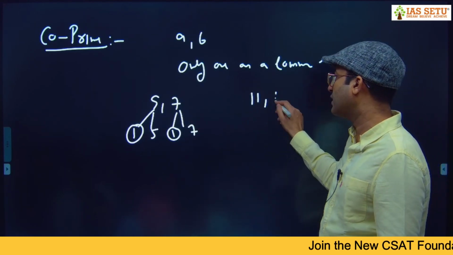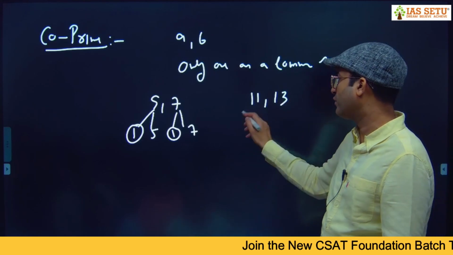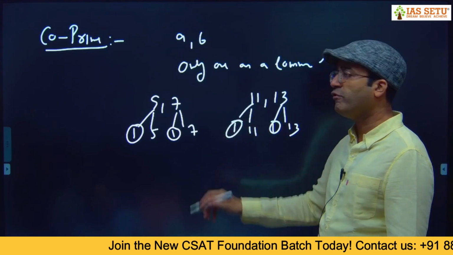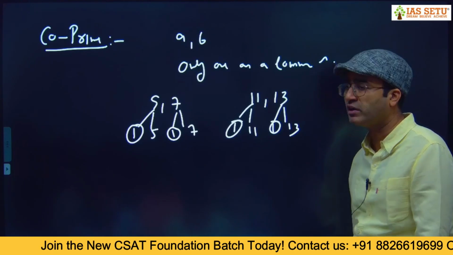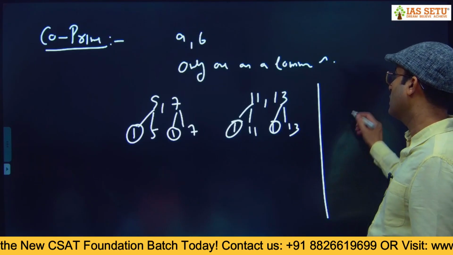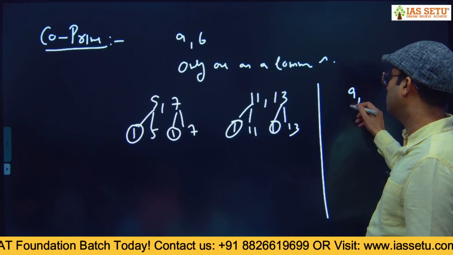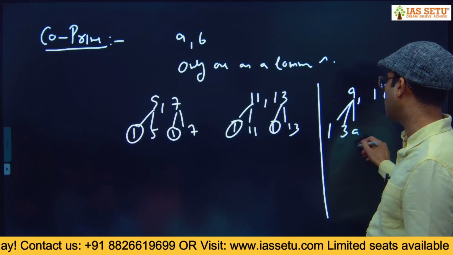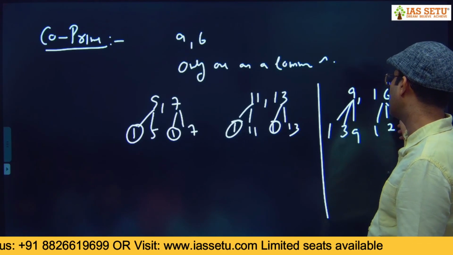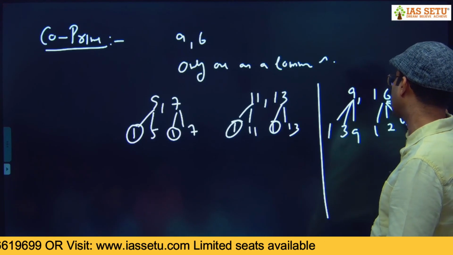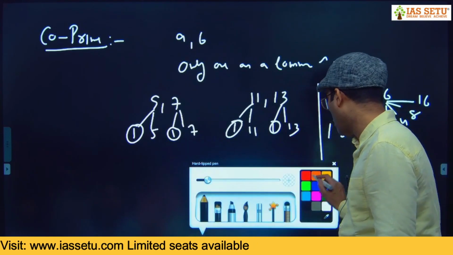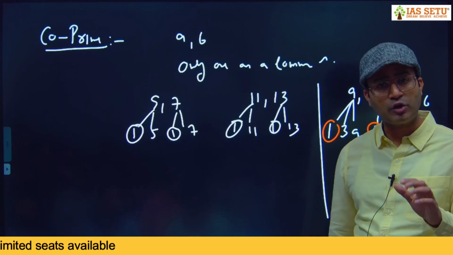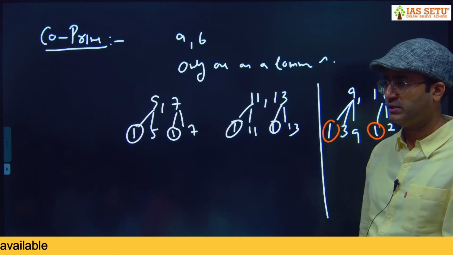Like 11 and 13. What are the factors of 11? We have 1 and 11. Factors of 13, 1 and 13. They have only one as a common factor. So 11 and 13 are co-prime to each other. Like here, 9 and 16. What are the factors of 9? 1, 3, 9. What are the factors of 16? 1, 2, 4, 8, 16. And since they have only one as a common factor, 9 and 16 are also co-prime to each other.